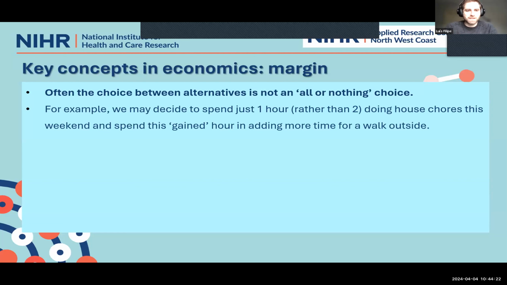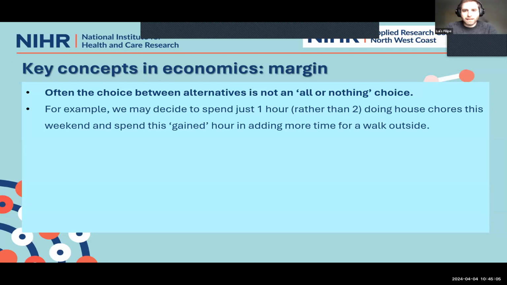And in here, we have this example where you have two options in the weekend. You can do some house chores, or you can go for a walk. And you need to allocate your time. You have a certain amount of time and you need to allocate it. And imagine that you are already going to do some house chores and you are already going for a walk, but you may decide that you want to reduce the house chores by one unit, by 1 hour, so one less hour doing house chores, to have that extra hour to do a little bit of a walk outside.